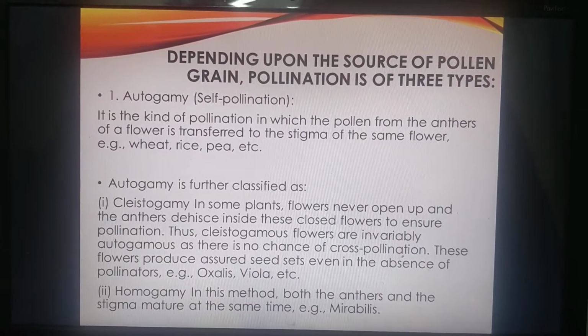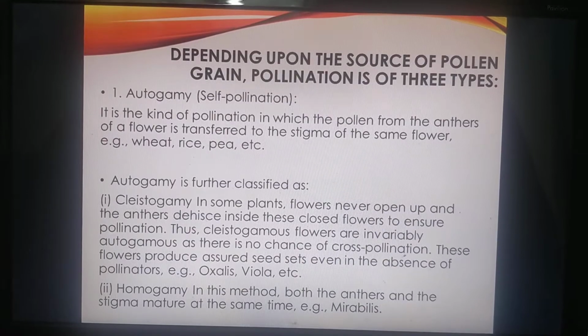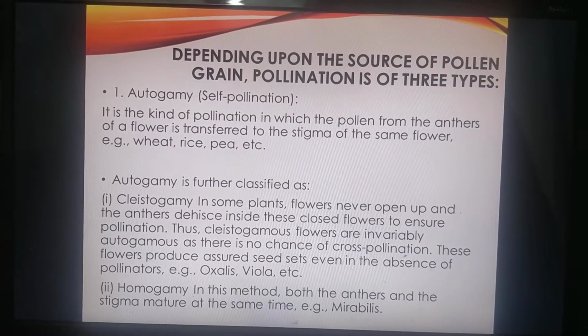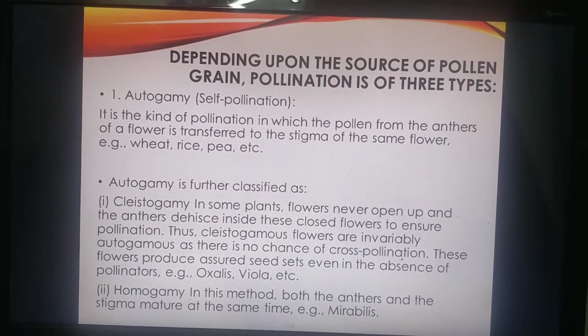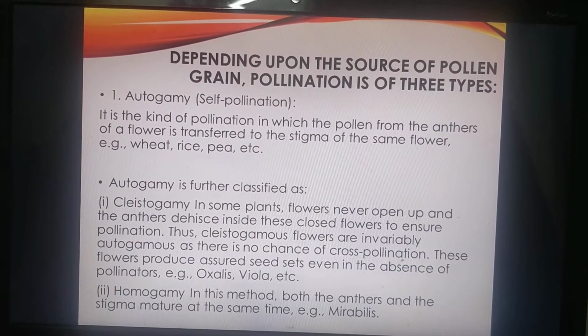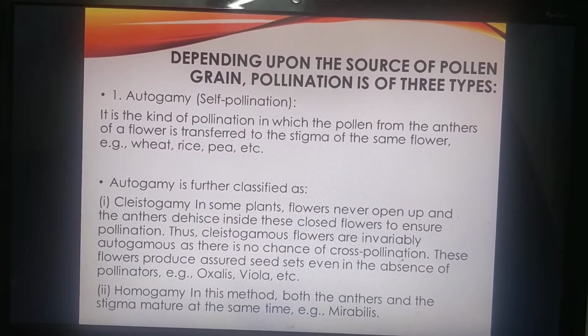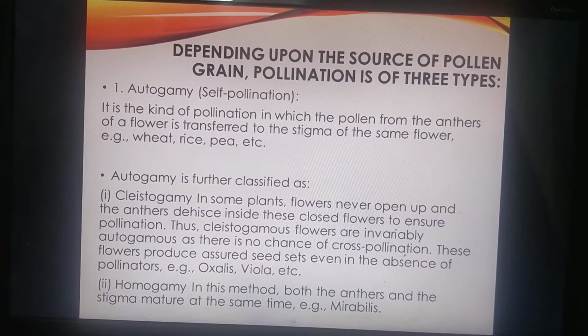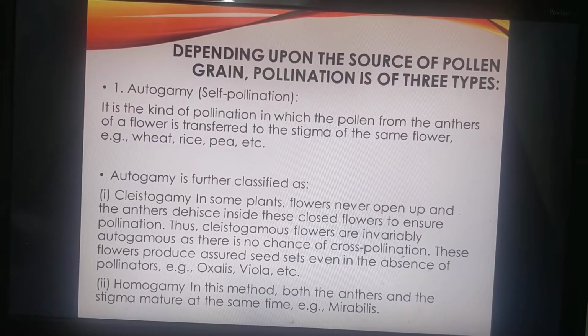We can say it is self-pollination or autogamy. It is a pollination in which pollen grains are transferred from anther of a flower to the stigma of the same flower. For example, wheat, rice, pea, etc. Autogamy is further of different types.